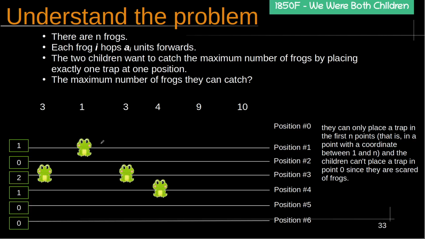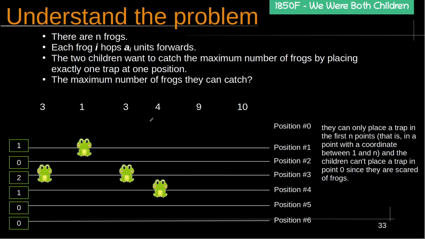So just for one round, if they place a trap at position 1, they can catch this frog. At position 2, they can't catch. There is no frog to catch here. At position number 3, they can catch 2 frogs if they place the trap at position 3. And if the trap is at position 4, they can catch only this frog.